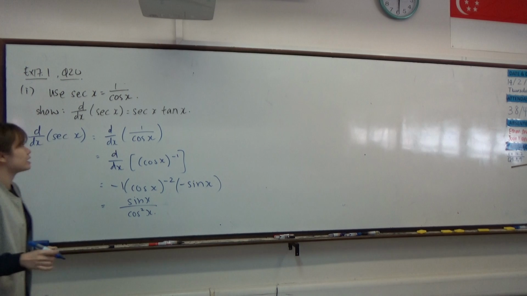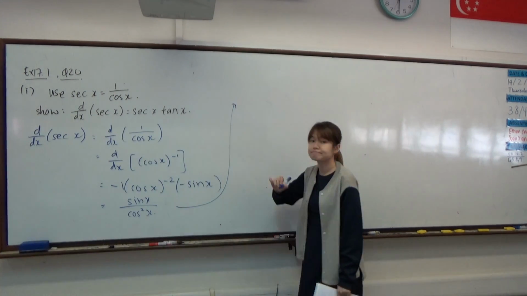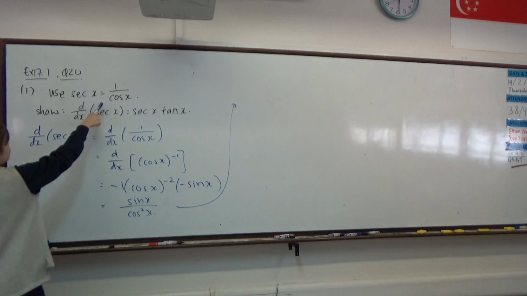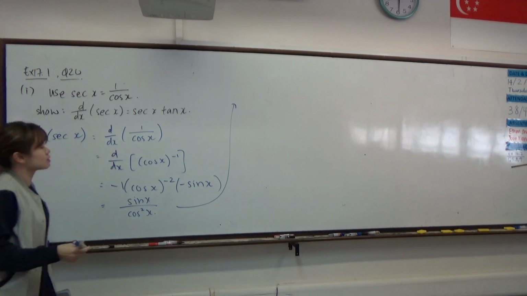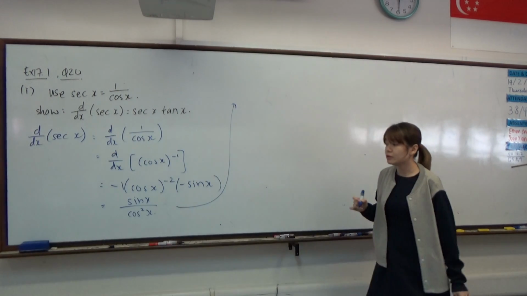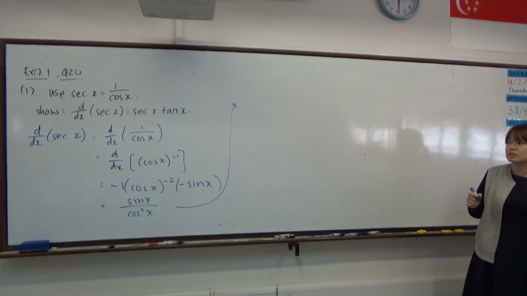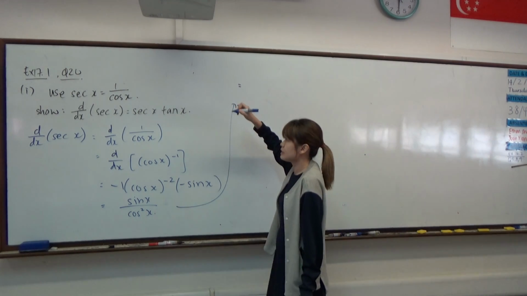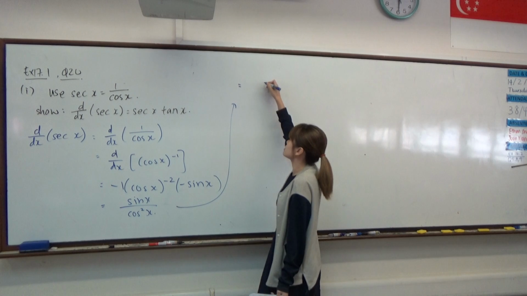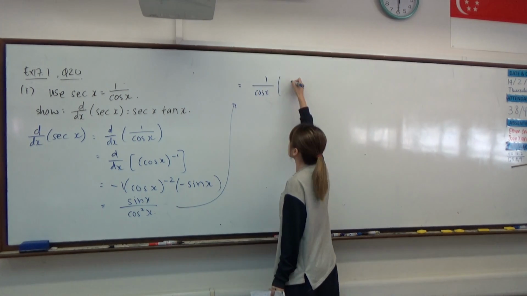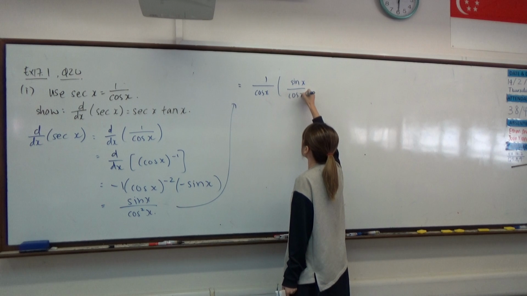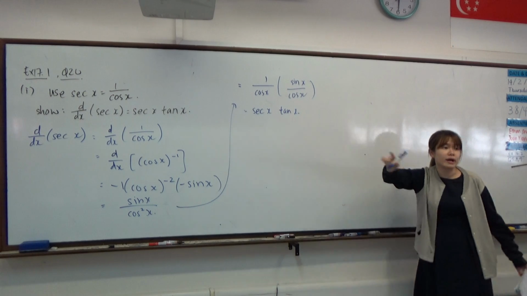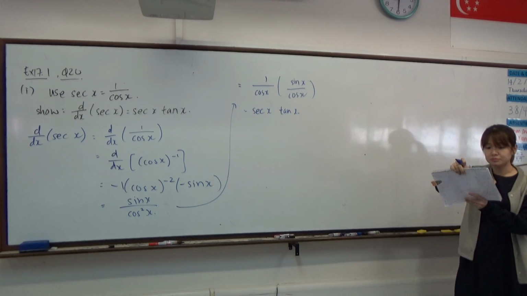How do we proceed from here to get secant x times tangent x? First step, they say use this one. So secant x is equal to 1 over cosine x. Then how do we progress from sine x over cosine square x to what we want, secant x times tangent x? So we just split, right? 1 over cosine x times sine x over cosine x, that is secant x times tangent x. So therefore, we will get the required thing to show.